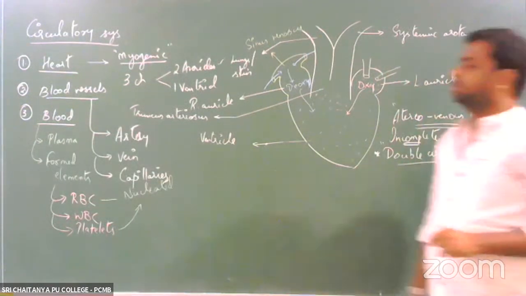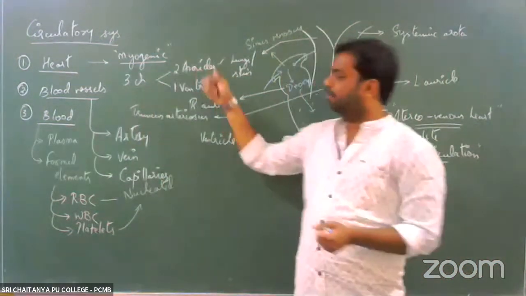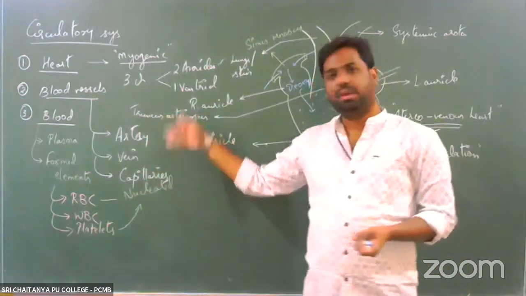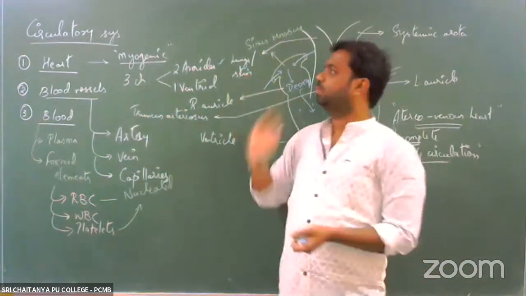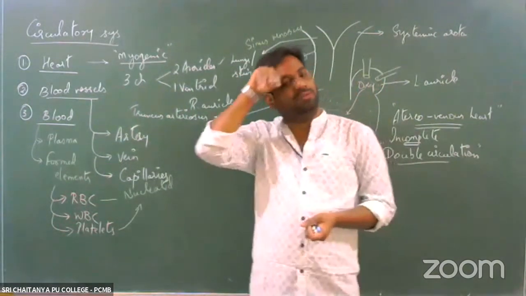While the blood vessels, the arteries, veins, and capillaries, talking about the blood, they have plasma as well as the formed elements. In the formed elements, RBC, WBC, and platelets. Right. So with this, we have done with the next system, which is called the circulatory system. Right. So let's take up another system now.